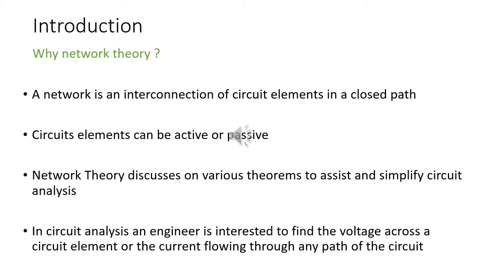So, we know in general, an electrical network is an interconnection of different circuit elements in a closed path. The circuit elements can be active or passive. An active element can be a voltage source or a current source, or devices like BJTs, and passive elements are essentially resistors, capacitors and inductors, etc. So if you are connecting all these different types of elements in a closed path, you can call it a circuit or a network.